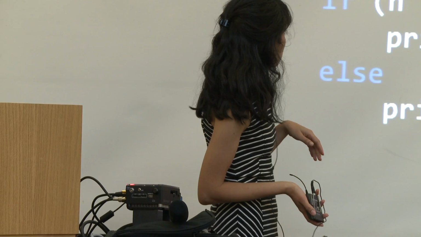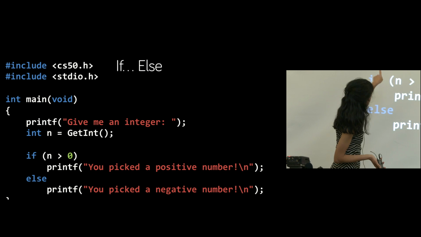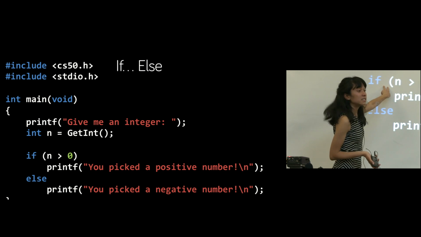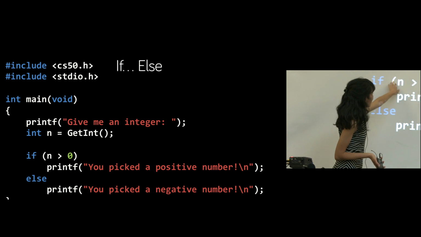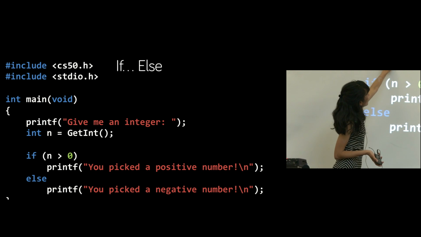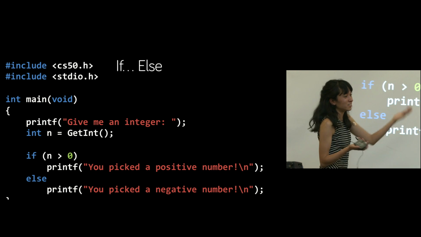Yes? Do we need a space between int n equals get int and the if statement? Like, do we need a line in between it? Oh, the space here? Yeah. I mean, like you double spaced. Just the blank line? No, that's just a stylistic thing.